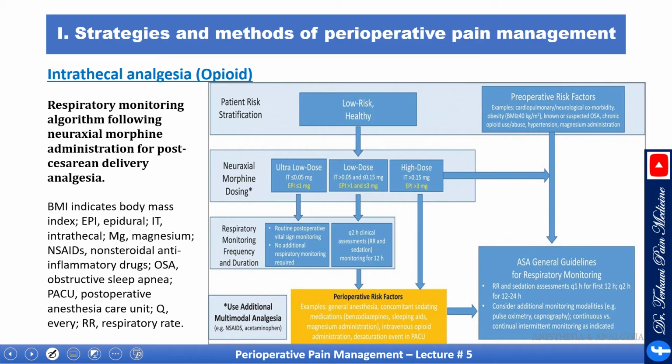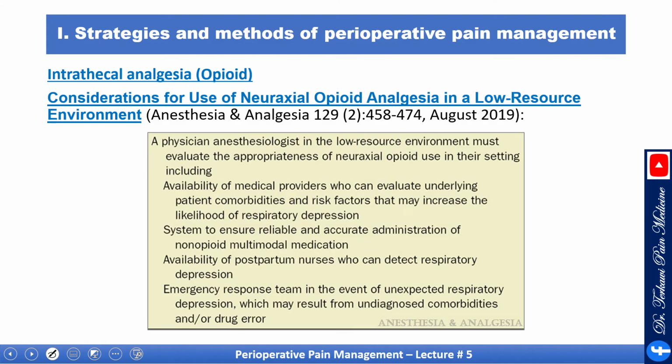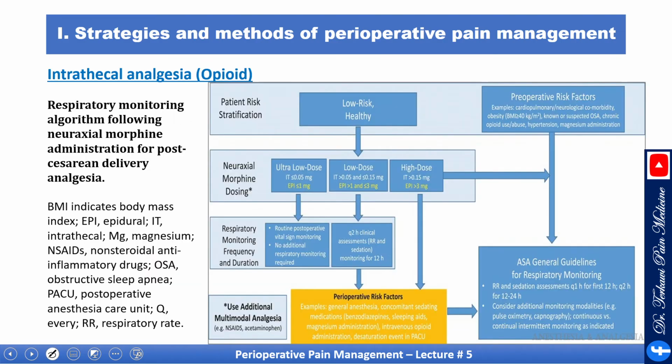This is an algorithm from the same paper, and basically it helps you to determine what level of monitoring you need to use, and subsequently the dose. So patient risk stratification. If the patient is low risk and healthy, then it depends mostly on the dose.